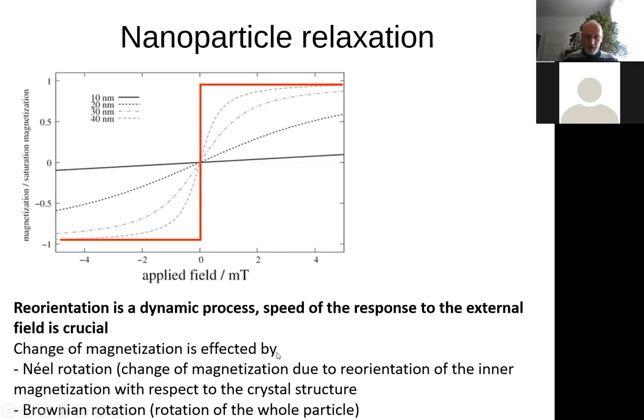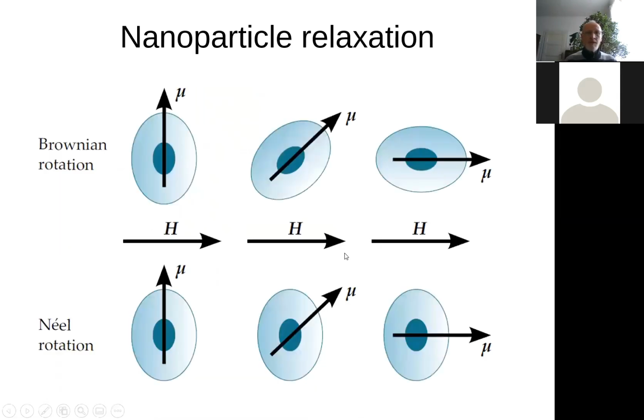Change of the magnetization, I already mentioned this, is given by Néel's rotation. This is change of magnetization due to reorientation of the inner magnetization. And by Brownian rotation, which means that the whole particle rotates in space. So here is another picture. In Brownian rotation, we rotate the whole particle, while in Néel's rotation, I rotate only the magnetic moment of the nanoparticle.